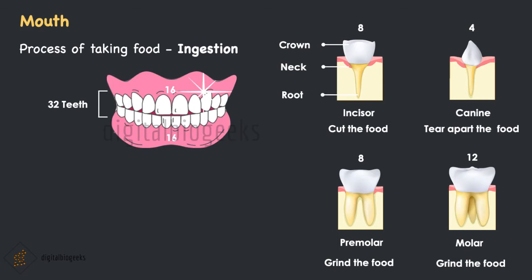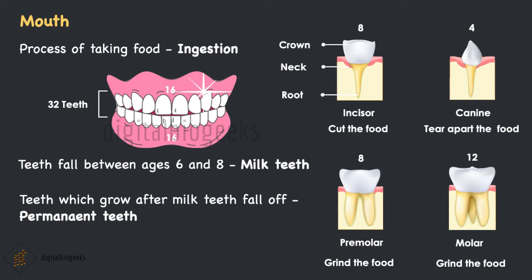Now let's learn about the milk teeth and permanent teeth. Milk teeth are the teeth that are seen in a baby. These teeth are not permanent. They fall off at the age between 6 and 8.